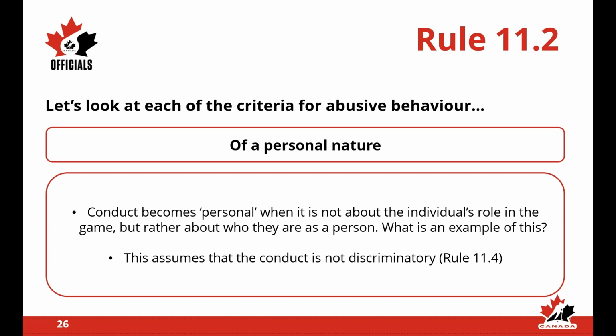This assumes that the conduct is not discriminatory. So again, a fine line between when it gets to discrimination or just abusive behavior of a personal nature.